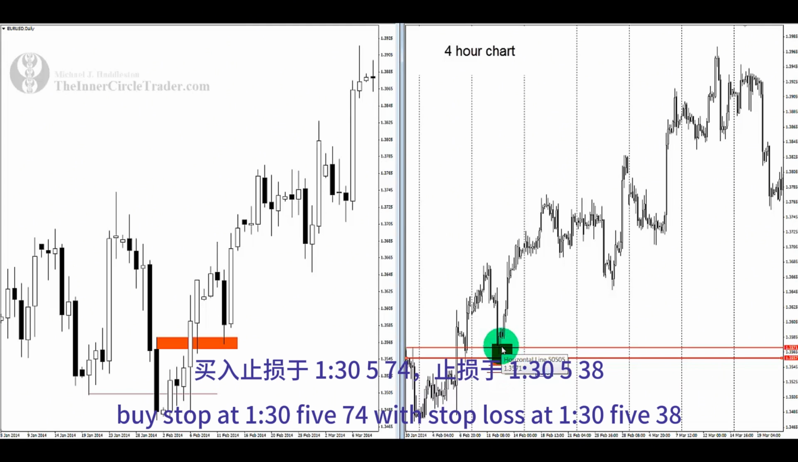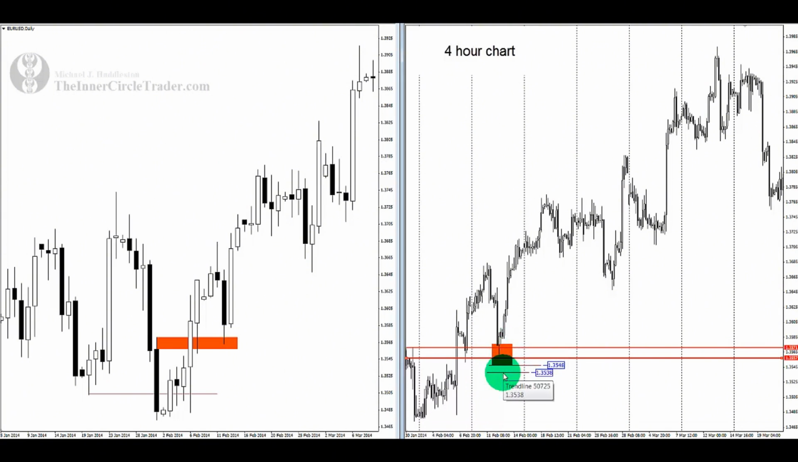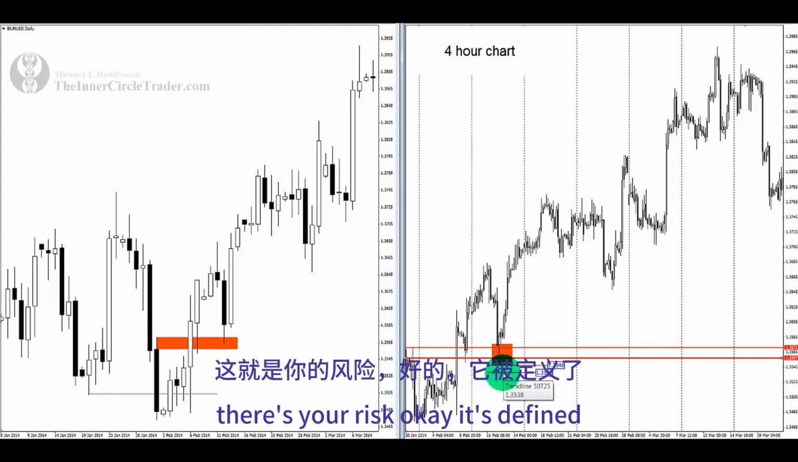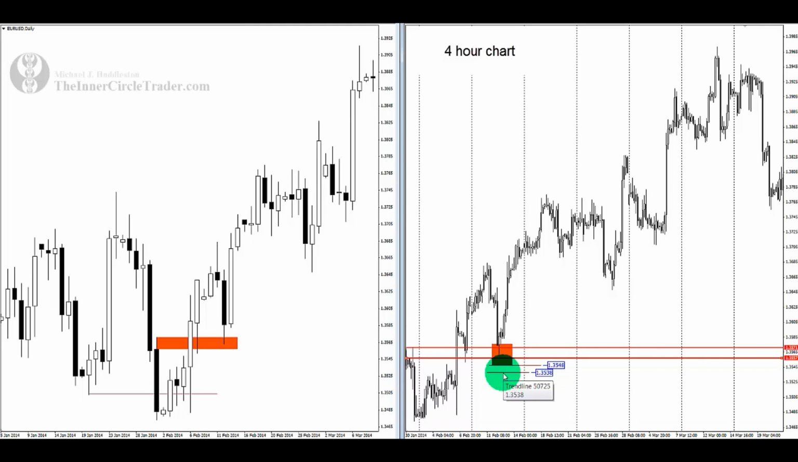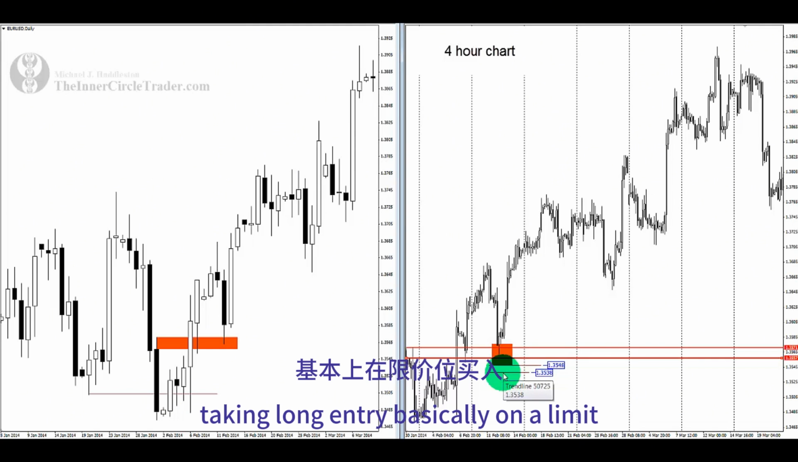Buy stop at 135.74 with stop loss at 135.38. There's your risk. Okay, it's defined. Your entry would be taken in the form of a limit order. You'd be taking a long entry basically on a limit.